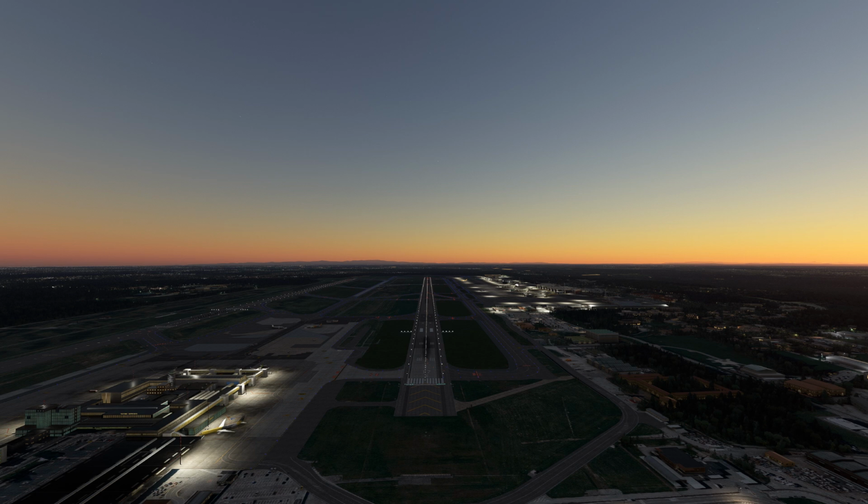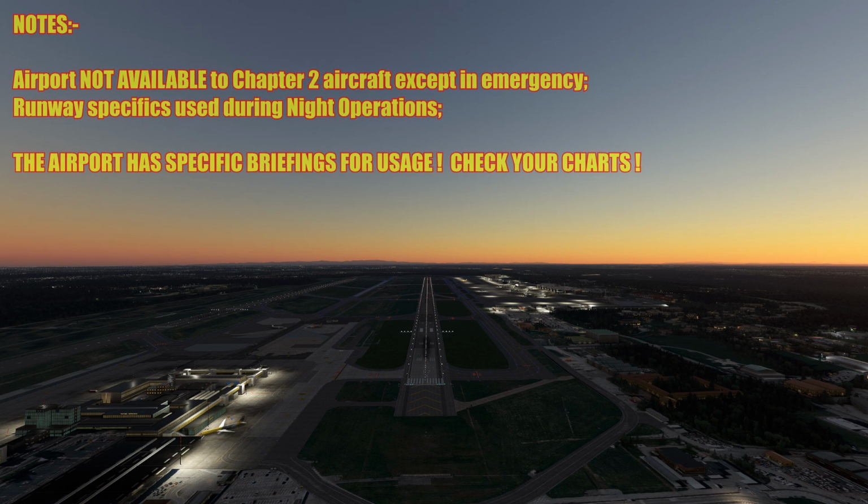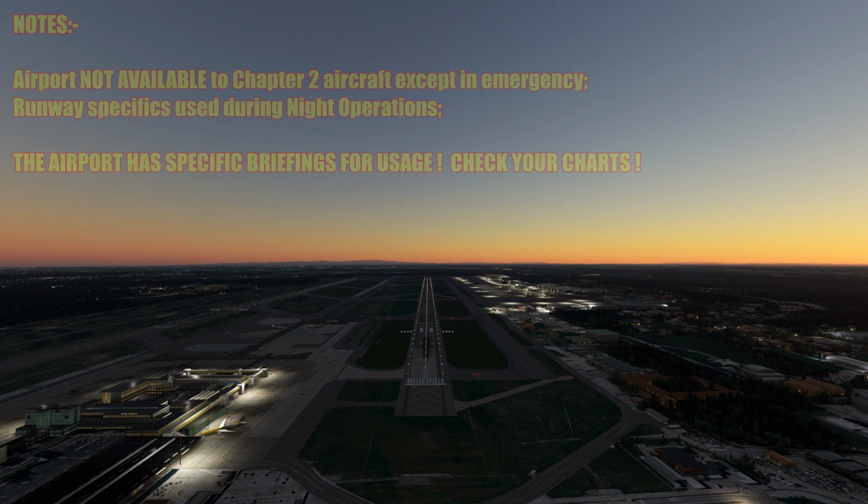So a couple of notes for you. The airport's not available to Chapter 2 aircraft except in an emergency. So if you've got old aircraft like the Boeing 727 for example, or the older versions of the 737, they're not permitted to land here except during an emergency. There are specific runway options used during night ops, so again check the charts for that. The airport has briefings for its uses, so just have a look at your charts.